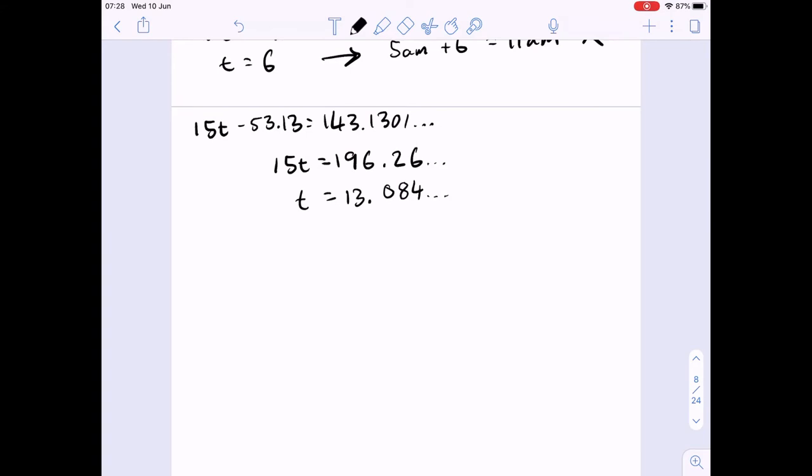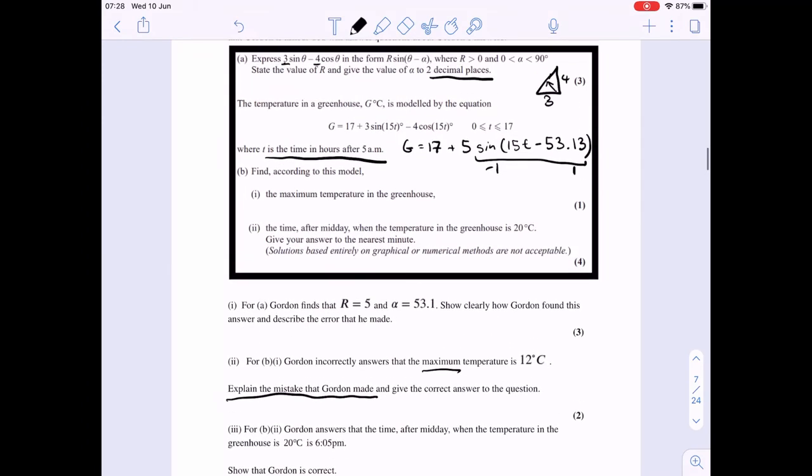Now this works because if we start at 5 a.m. we're adding 13 hours, and it also works because in our question we're told that t has to be between 0 and 17, so it still satisfies that. So how many hours is this going to be? Well, you have a button on your calculator which converts to hours, minutes and seconds. This is going to be 13 hours and 5 minutes and 2.45 seconds from the looks of it. So from 5 a.m. this is going to become 6:05 p.m. Okay.